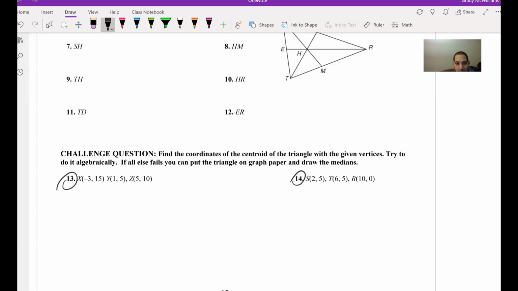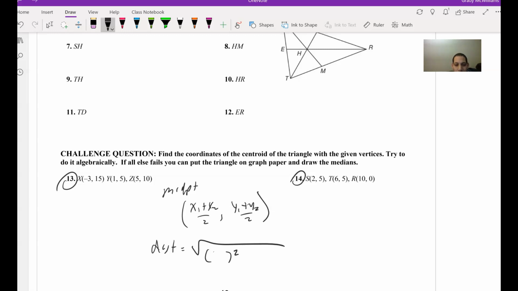You might remember midpoint formula, and that was when you add up the x's and divide it by 2, add up the y's and divide it by 2. Okay, you might want to remember distance formula. That's the big square root, where you take the distance of the x's squared, like how far apart they are, plus the distance of the y's squared. Okay, and then take the square root of the whole thing. That would give you the distance between 2 points.